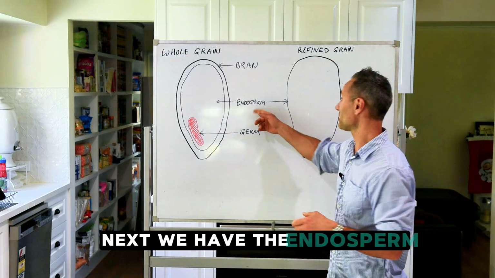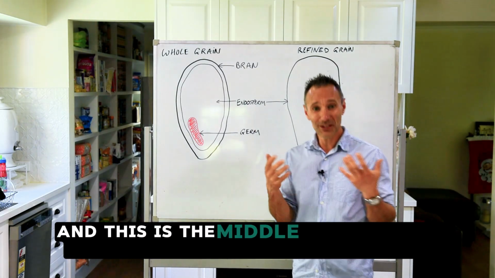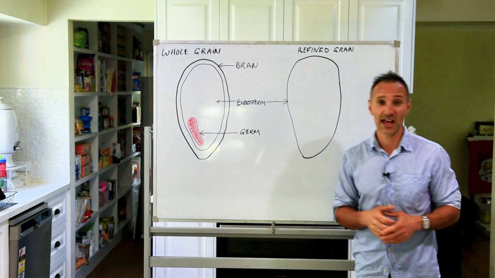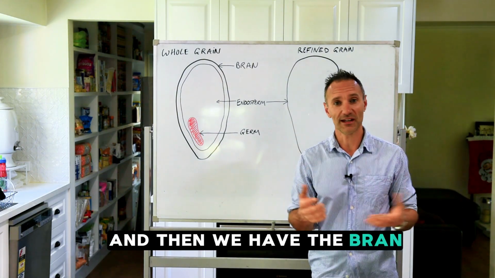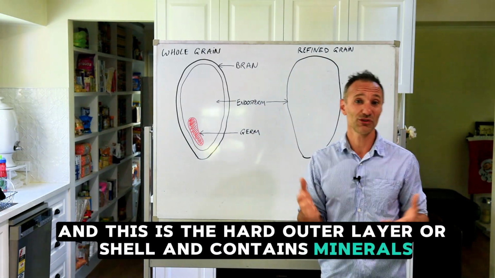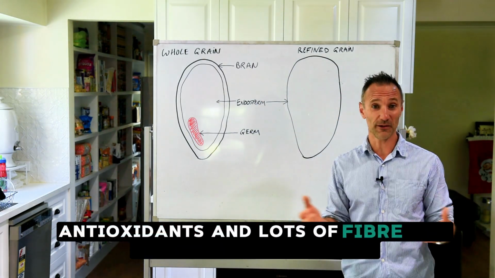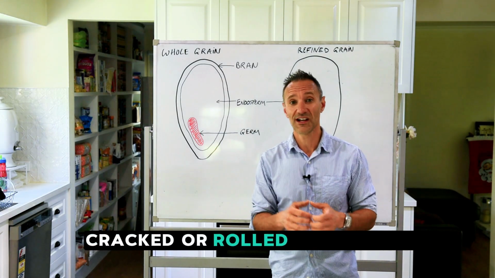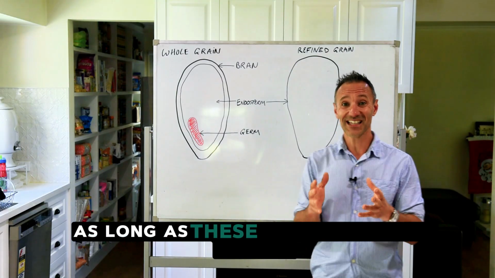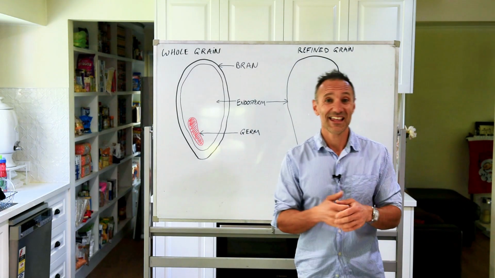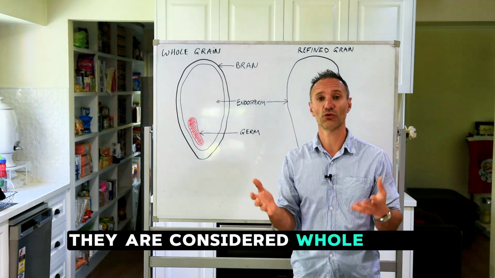Next we have the endosperm, and this is the middle layer and it's mostly made up of carbohydrates. And then we have the bran, and this is the hard outer layer or shell and contains minerals, antioxidants, and lots of fiber. Now, grains can be crushed, cracked, or rolled. Nonetheless, as long as these three parts are present in their original proportions, they are considered whole grains.